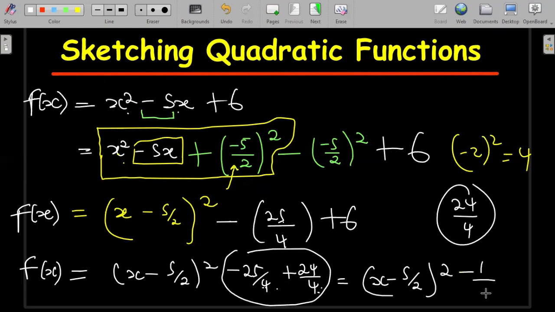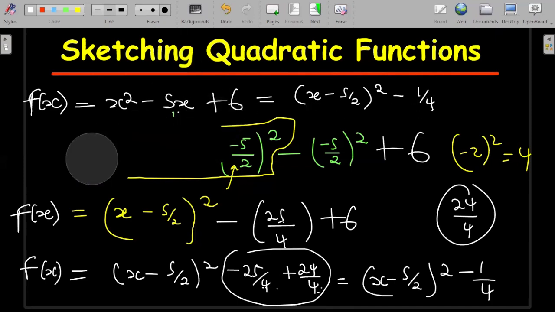Minus 1 over 4. And we are done. We have completed the square. So this part here can also be written as x minus 5 over 2 squared minus 1 over 4. So we've completed the square on this guy to form this. Okay, so now let's erase.